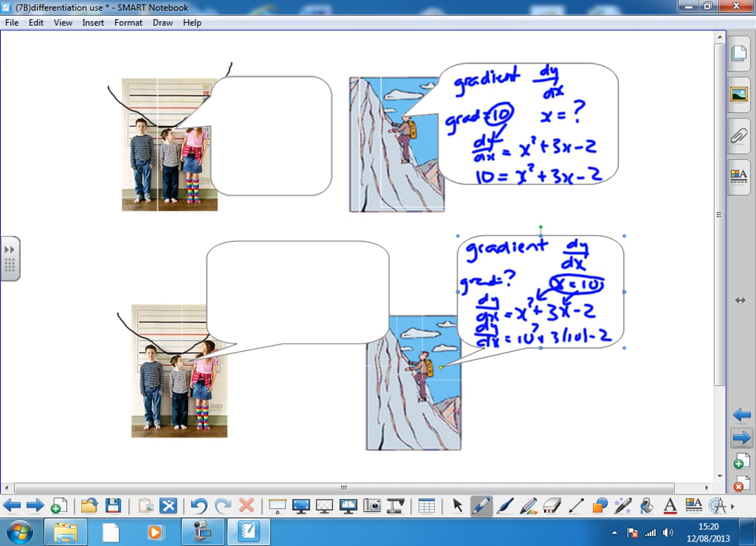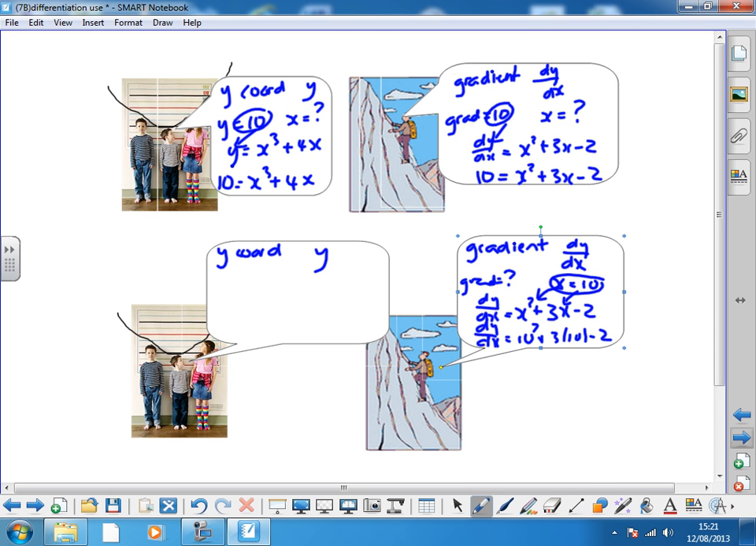We might also have questions about height. So if it's anything to do with the y coordinate, then obviously we need the y function, not the dy by dx function. We might know that the y coordinate is 10, and we don't know what the x coordinate is. In which case we take our y function, I'll make it up, and we substitute in our 10 where it says y, because y is 10. So then we have this, and we need to solve that equation.